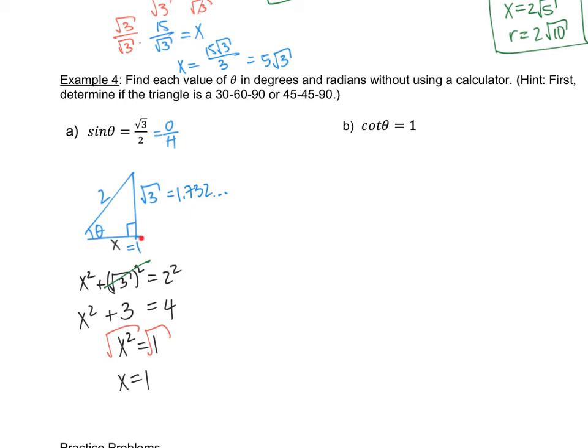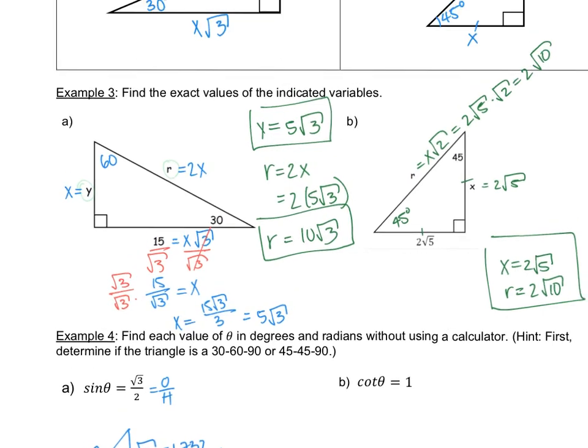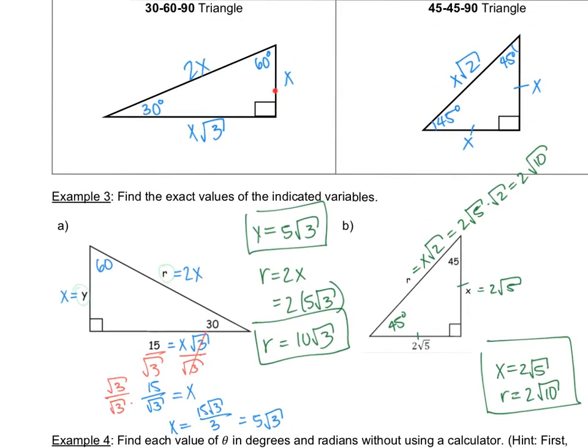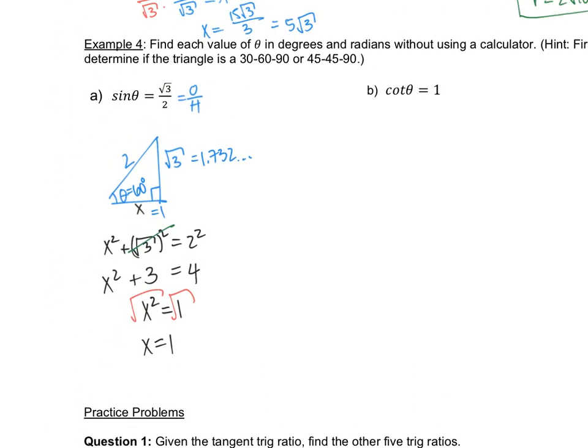So if the short side here is 1, the hypotenuse should be double if it's a 30-60 triangle, and it is. 2 is double the amount of 1. So the short side, if this is a short side, this side would be 60 degrees. If you look back at the chart, notice that the short side here should be 60 degrees, which in our case it is the short side. So I'm going to put that this angle here is 60 degrees.